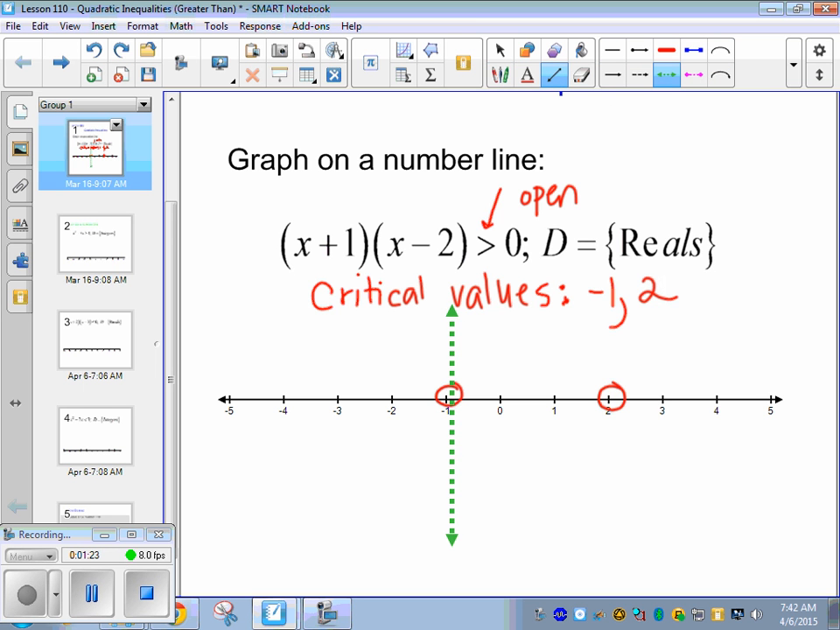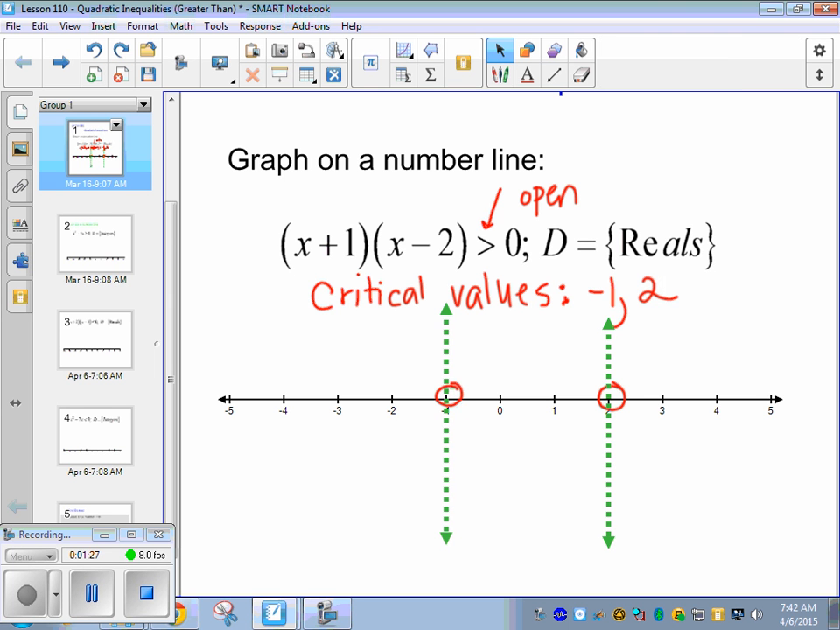What this does is we're splitting the number line into 3 sections. So I'm going to draw kind of a dotted line here. And we want to know, are these numbers a solution, are these numbers a solution, or are these numbers a solution? We have 3 regions. And so we're going to test a point within each region.